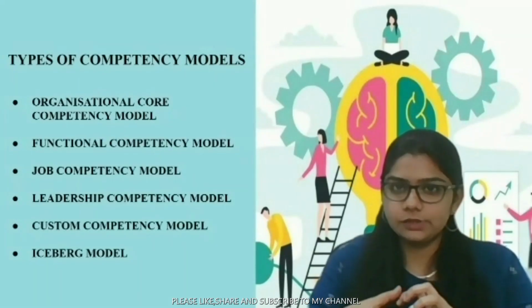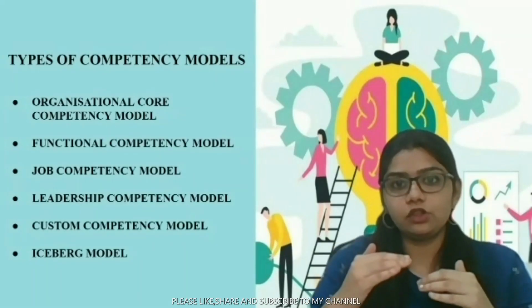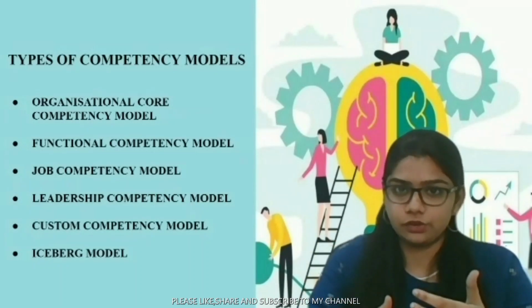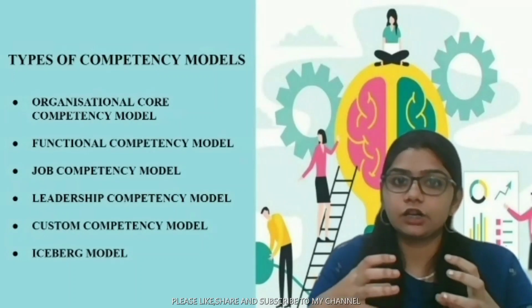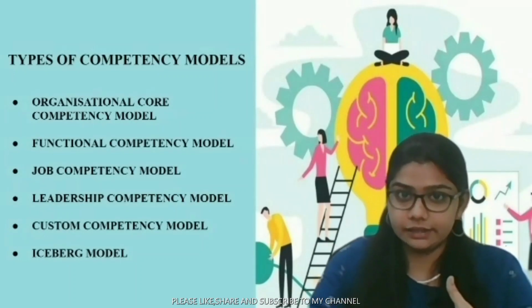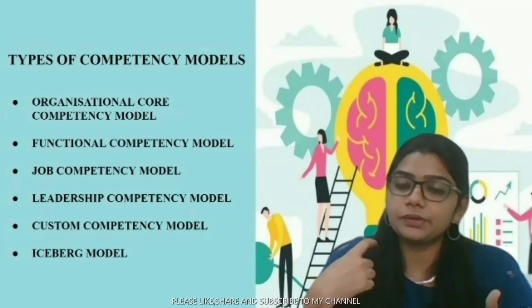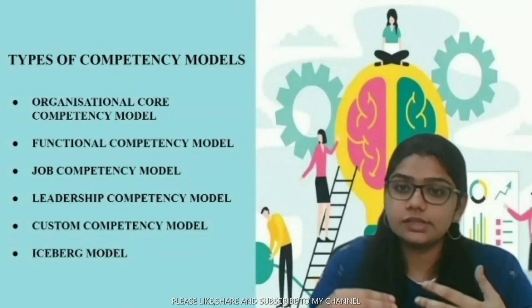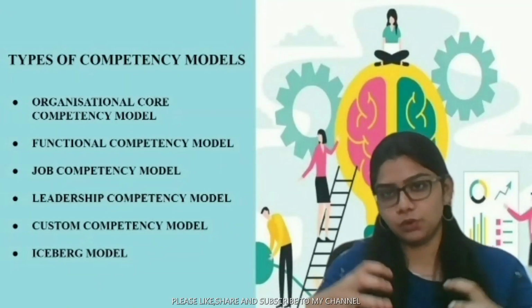Next model is the iceberg model. If you take an iceberg, it will have one-ninth of its surface above the sea and the remaining beneath the surface of the sea. Similarly, a competency has some components visible and other components hidden. For example, visible components are knowledge and skills. Hidden components are values, self-image, traits, and motives.